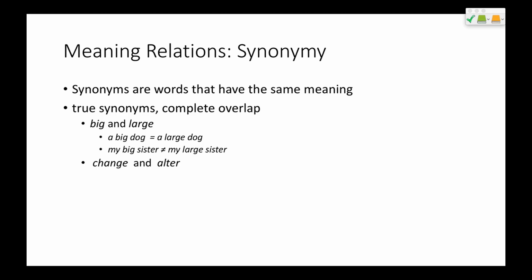Same thing with change and alter. Okay, you can change your plans and you can alter your plans, and there it means the same thing. If you change your pants, it's not the same thing as altering your pants. If you change your pants, it means you take off the one pair that you have, you're putting on another. But if you alter your pants, you're making them narrower, you're making them wider, you're hemming them, you're doing something else to them.